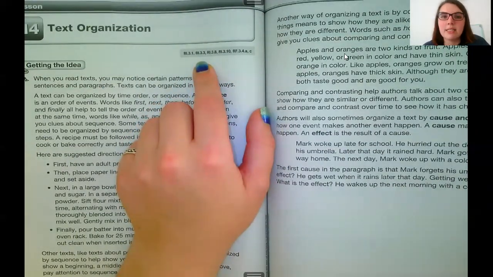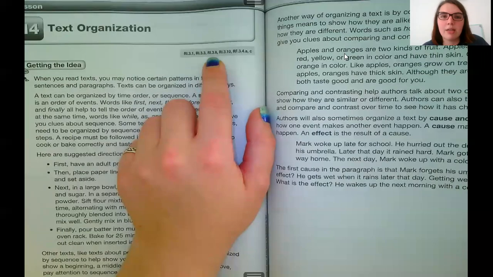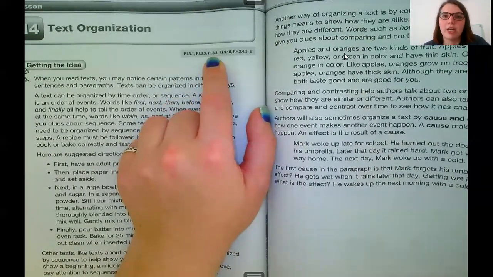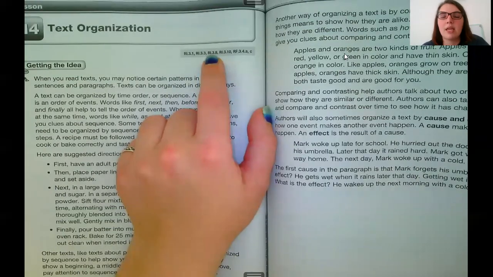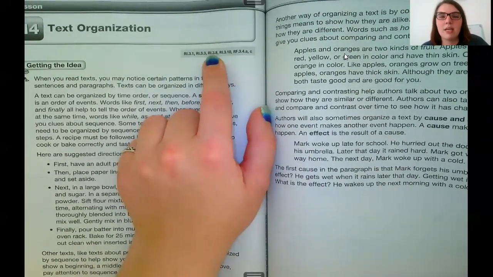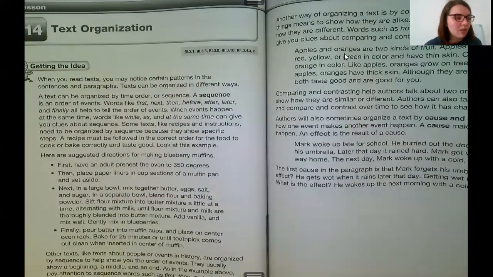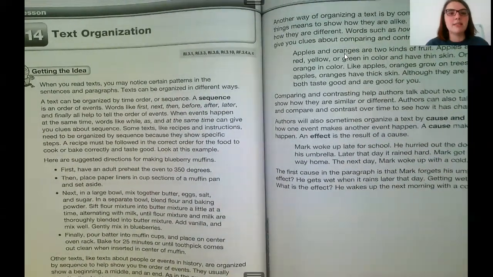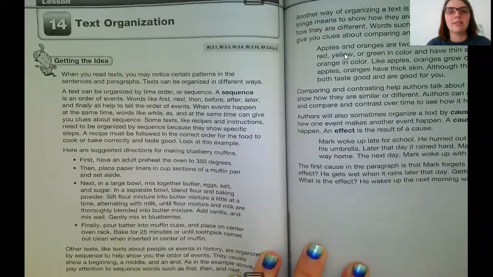RI.3.3 is recognizing the text structures, distinguishing between them, relating them, deciding what kind of text structure it is. And RI.3.8 is when we get down to the nitty-gritty of each sentence, each paragraph, and how they're connected to each other. This is looking at how multiple text structures can be used in a single text. So, getting the idea: when you read text, you may notice certain patterns in the sentences and paragraphs. Text can be organized in different ways.